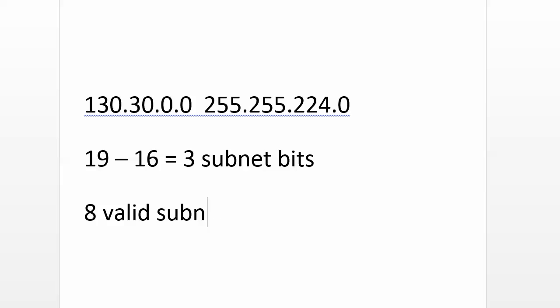Now, what class is that, and how many network bits do I have? It's a Class B network, so I have 16 network bits. So that means that I have 3 subnet bits. What's 2 to the third power? 2, 4, 8. Subnets. Sounds like the way Popeye would say it. So we got 8 valid subnets, and that's all there is to it.